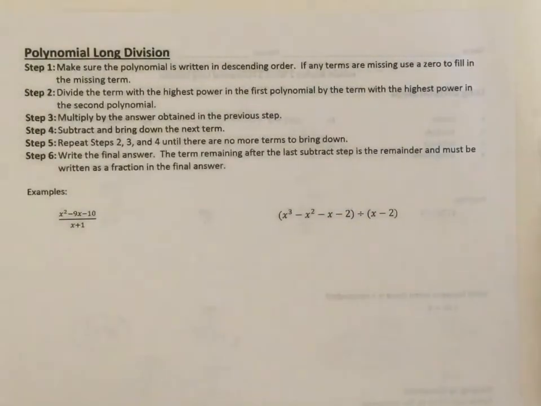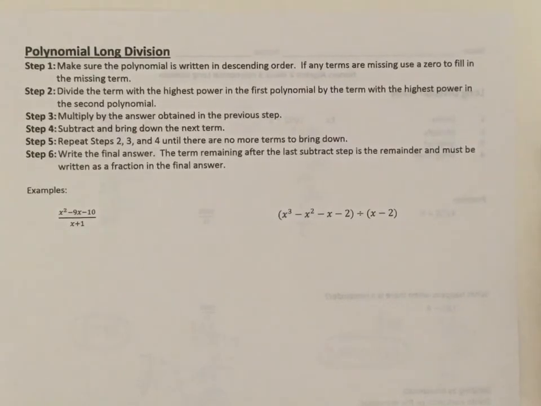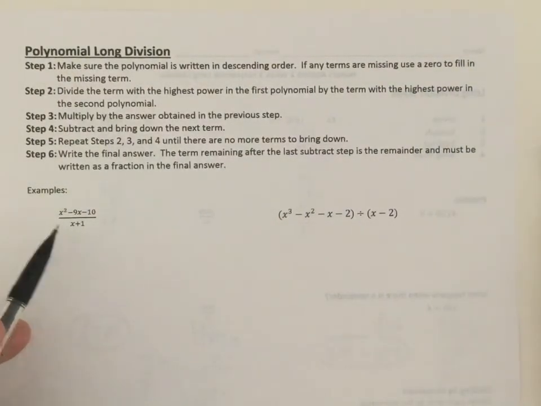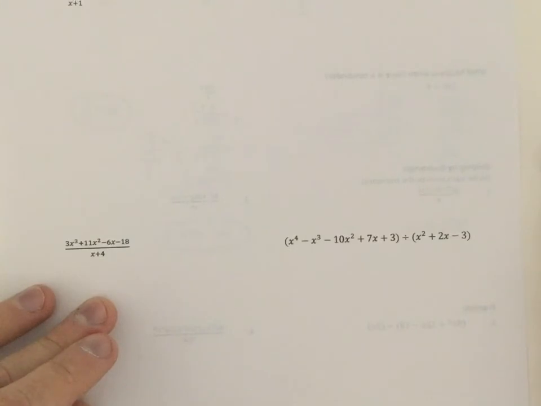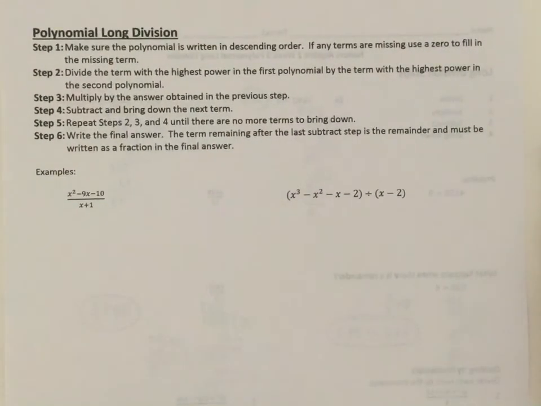And we have our steps right up here, and if you look, the steps are really very similar to the regular long division on the other side. But it's just a little bit more complicated because, if you look here, we have trinomials divided by binomials, and we even have fourth powers divided by trinomials. So, all right, step 1 is to make sure the polynomial is written in descending order. If any terms are missing, use a 0 to fill it in.